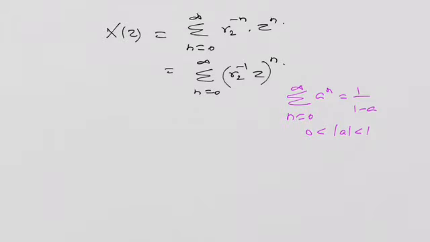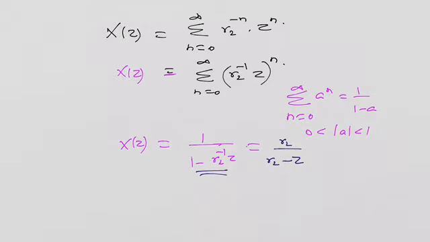In that situation, x of z can now be rewritten as 1 divided by 1 minus r2 power minus 1 into z, correct? Or you can even rewrite the same expression as, how will you define this? This is equal to r2 divided by r2 minus z. Agreed? r2 divided by r2 minus z. That and all we will discuss later. Let us see how to expand this.